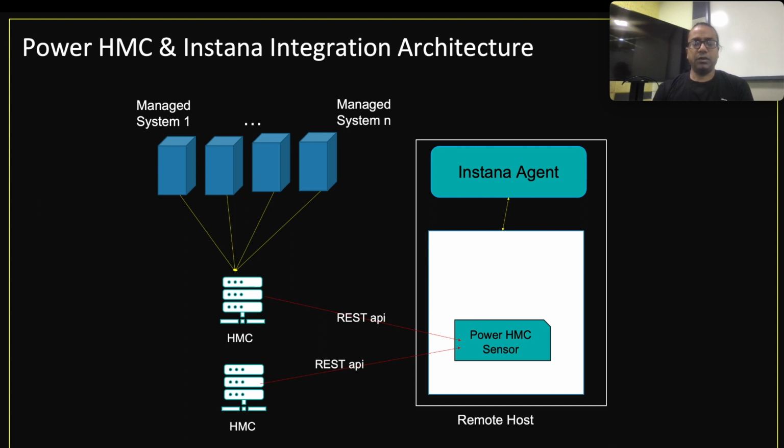So once you provide all the configuration details in the configuration YAML related to REST API, like host, port and user credentials, your sensor connects to HMC, and your HMC is internally connected to one or many managed systems, and it has all the data, PCM data, which is sent to your Power HMC sensor through the REST API.